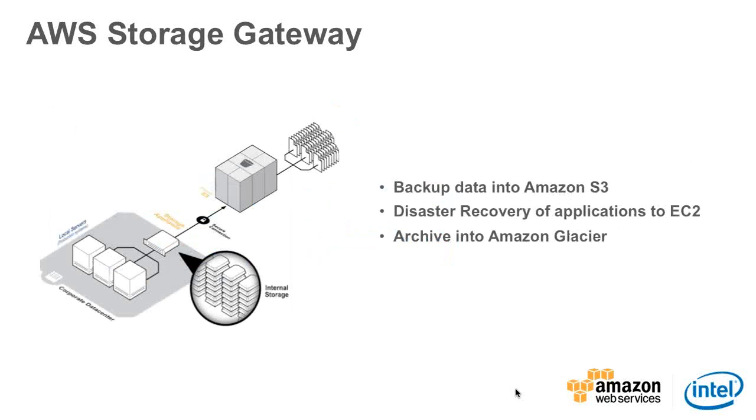Now, AWS Storage Gateway is often used for things like backing up your data into Amazon Simple Storage Service. It is used to perform a disaster recovery of your applications to virtual servers, EC2 instances. Or it can be used to archive some of your long-term data which you don't want to clog your local storage in your corporate data center, and move it to Amazon Glacier, our low-cost, long-term archival service.